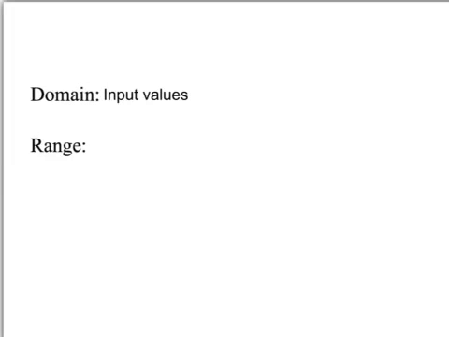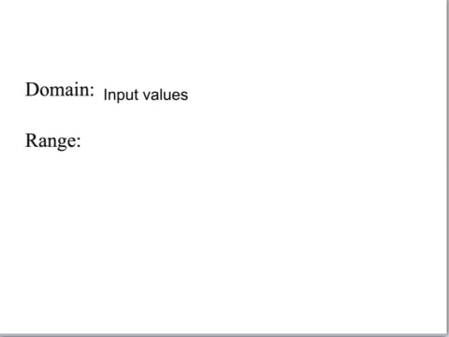Hello everyone, it's Miss Thomas, and today we're going to look at an extension of domain and range, taking it to the next level. As a reminder, domain is the set of all input values, and range is the set of all output values. Our input values in general are our x values, and our output values are our y's.